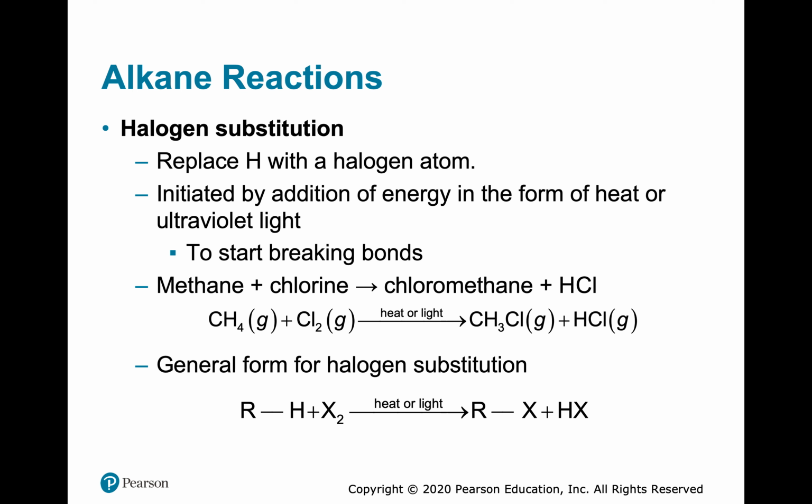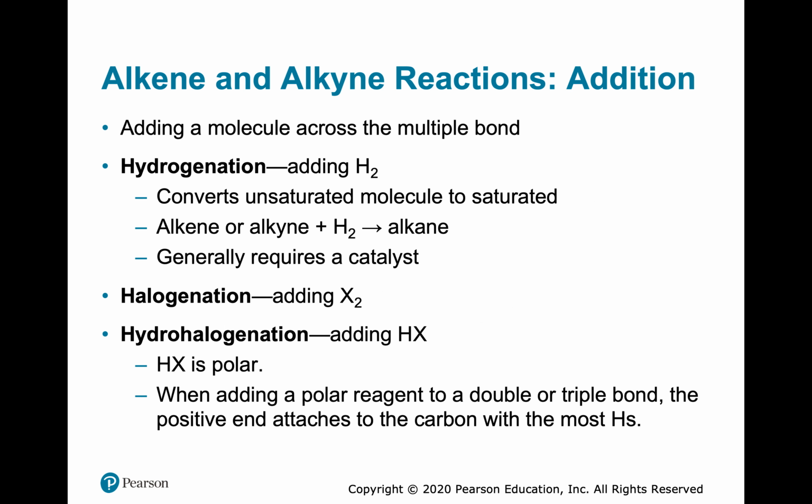And you can have halogen substitution. So you can use heat or UV light. UV light can break bonds. So for instance, methane plus chlorine can form chloromethane. I'm sorry, methylene chloride is CH2Cl2. I beg your pardon there. So chloromethane there, and hydrochloric acid. So that's the general formula down there.